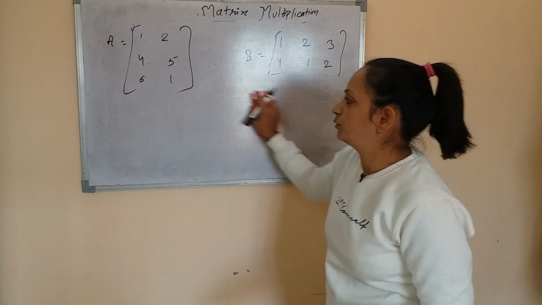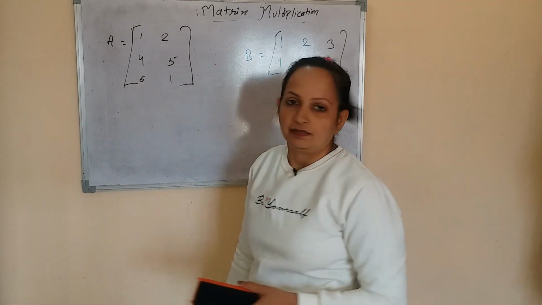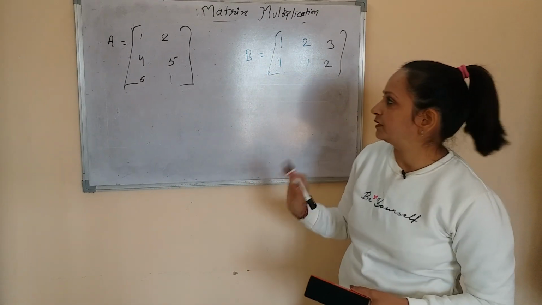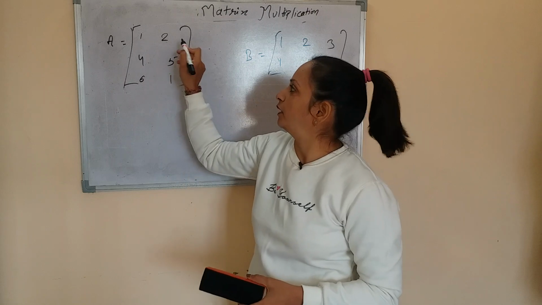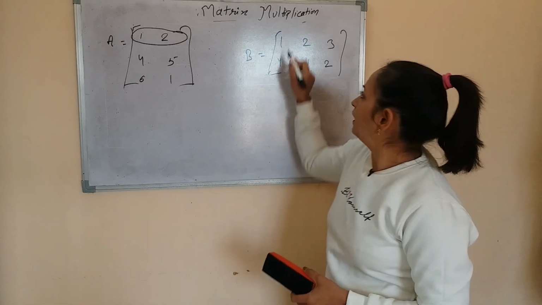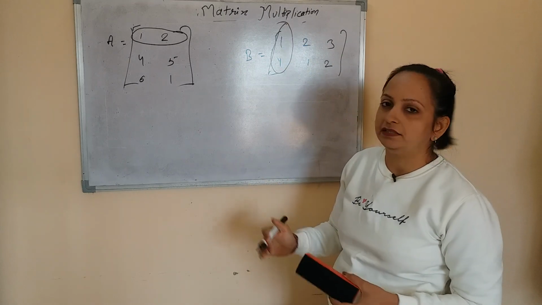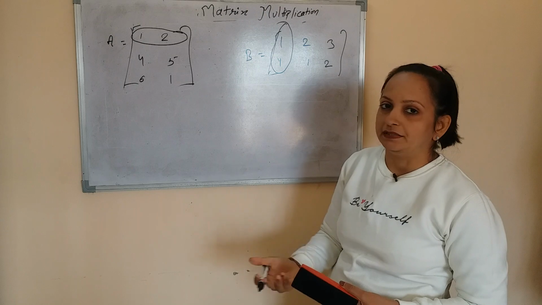Now let's move to the process of matrix multiplication. To start with, step number 1, as I told you: select the first row from the first matrix and the first column from the second matrix, and multiply these two with the plus sign.